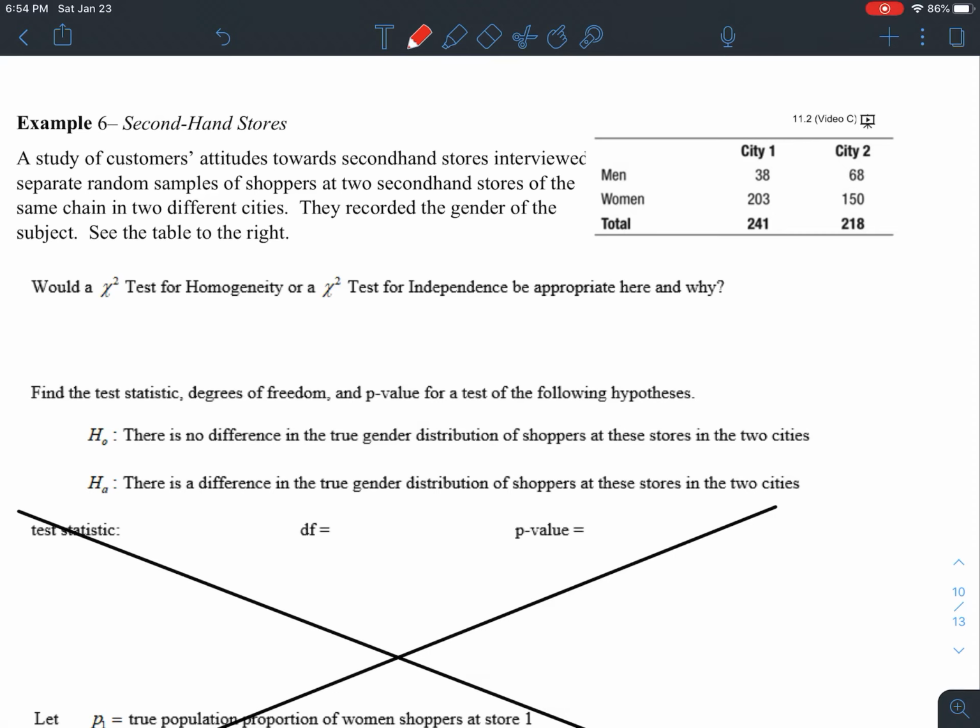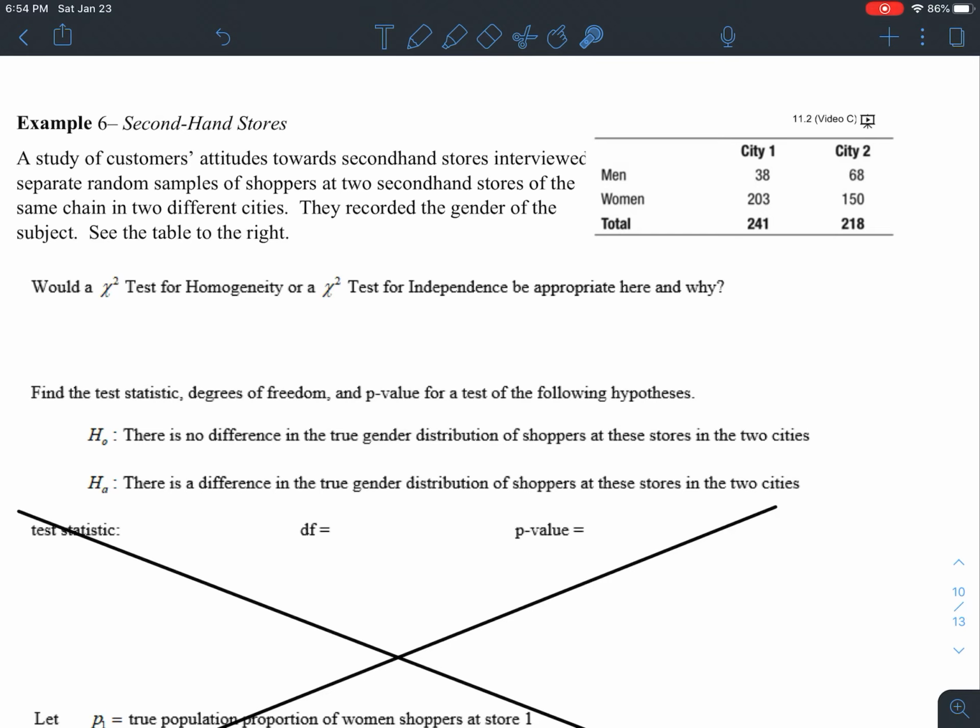We have a study of customers' attitudes towards secondhand stores, interviewed separate random samples of shoppers at two secondhand stores of the same chain in two different cities. They recorded the gender of the subject. See the table to the right. So our options here are either a chi-square test for homogeneity or a chi-square test for independence.